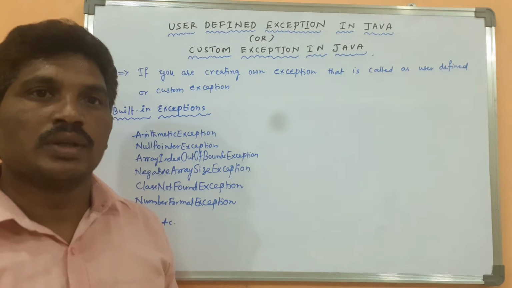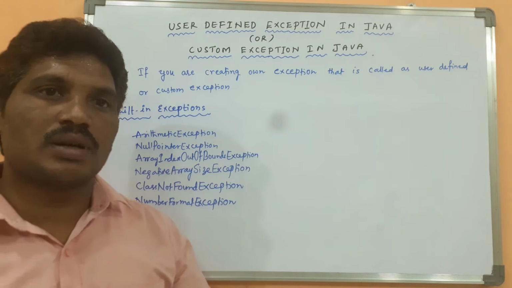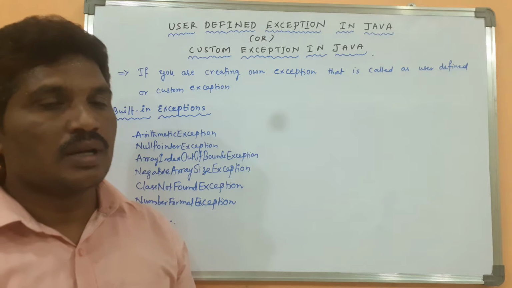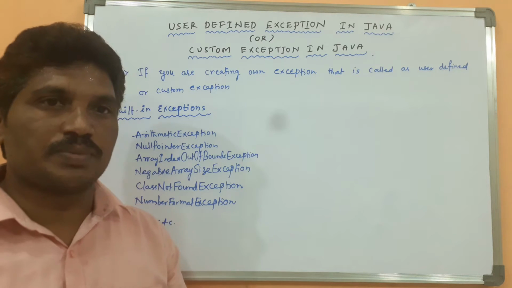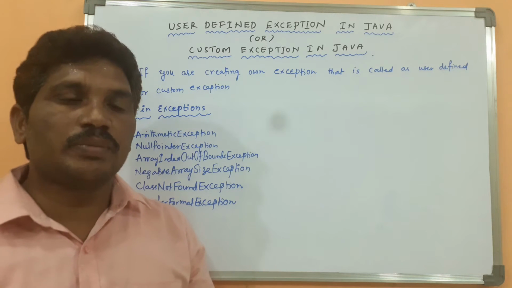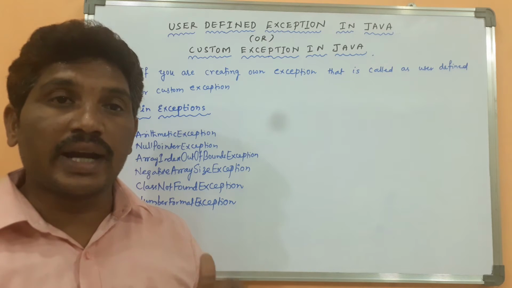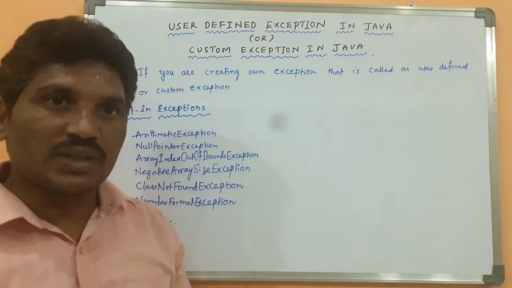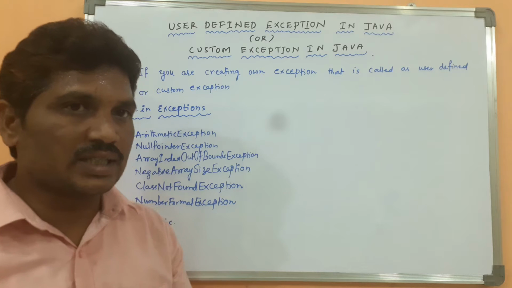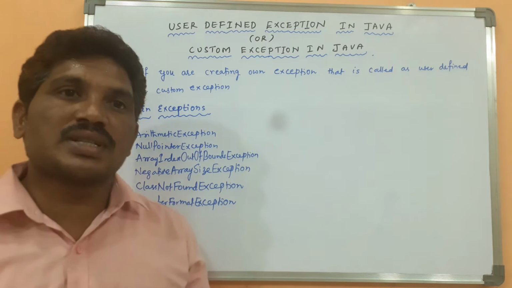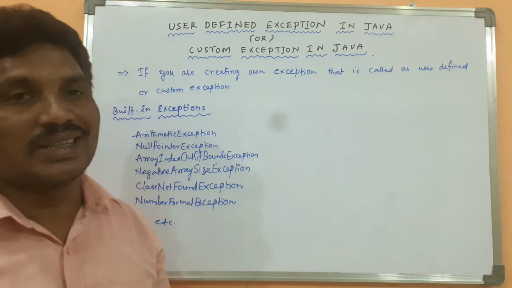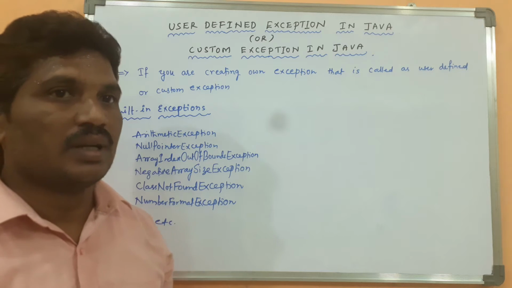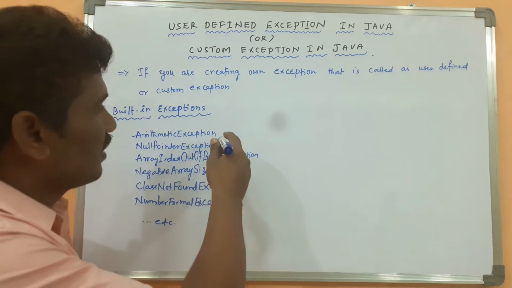I'll explain about user-defined exceptions or custom exceptions. What do you mean by user-defined exception? What is the difference between built-in exceptions and user-defined exceptions? First of all, I want to tell you about the built-in exceptions. Built-in exceptions are nothing but ready-made exceptions. They wrote the code for the exception. They are ready-made exceptions we will use in the program.